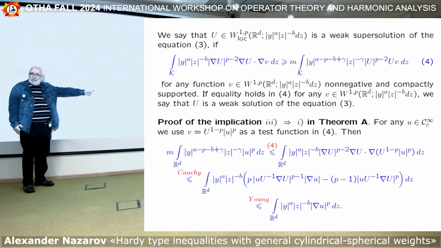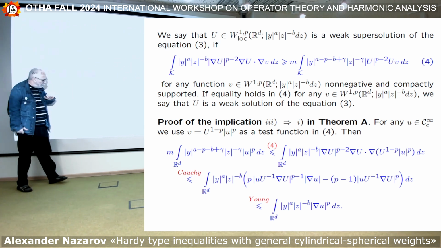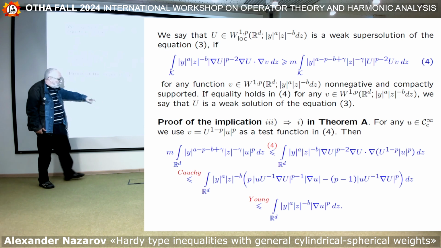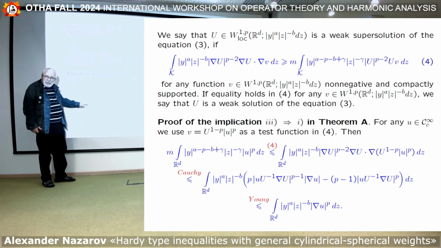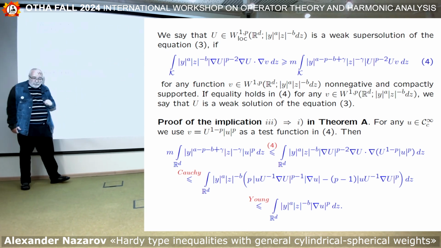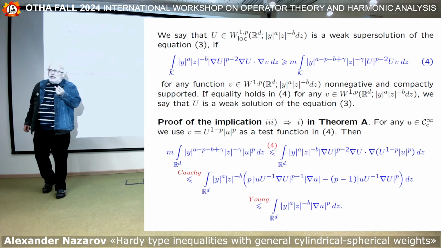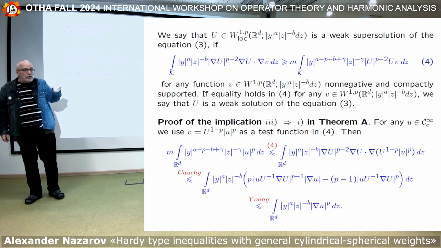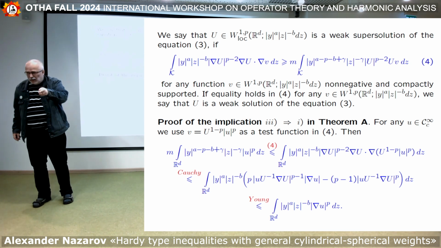Here I have equality, because it is a solution. But I should have equality at the end. This means that this should be equality, and this should be equality. But when we have equality in Cauchy, when corresponding vectors are parallel, this means that the gradient of U capital and the gradient of U small are parallel.